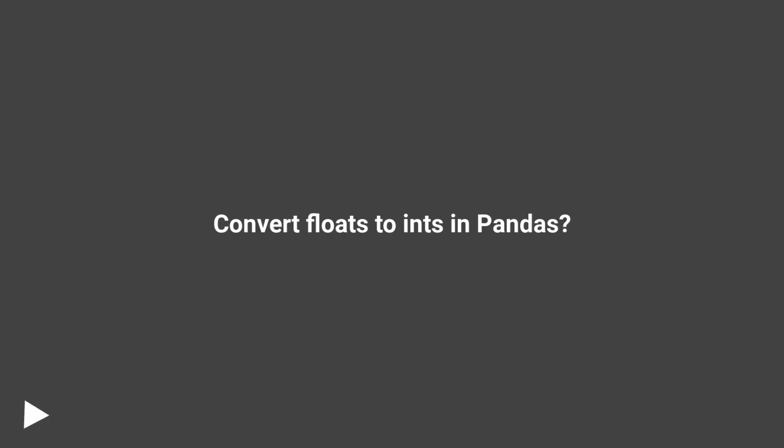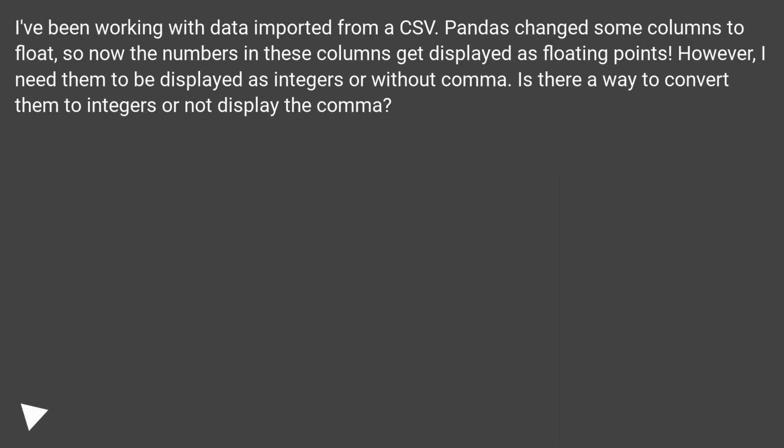Convert floats to ints in Pandas. I've been working with data imported from a CSV. Pandas changed some columns to float, so now the numbers in these columns get displayed as floating points. However, I need them to be displayed as integers or without comma. Is there a way to convert them to integers or not display the comma?